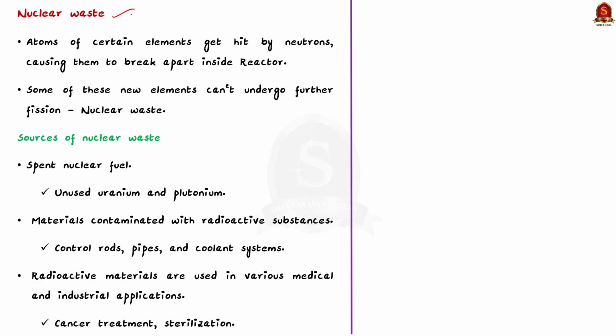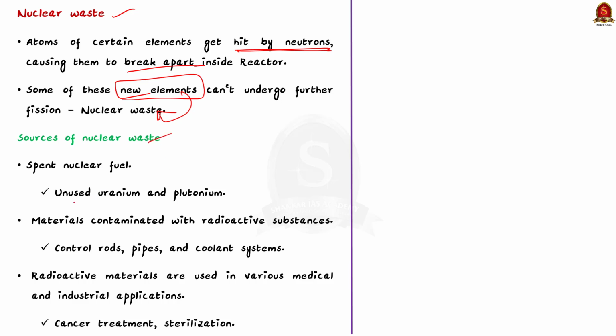In a nuclear reactor, atoms of certain elements get hit by neutrons, causing them to break apart. This process creates energy and new elements. Some of these new elements can't undergo further fission, making them nuclear waste. So what are the sources of nuclear waste?